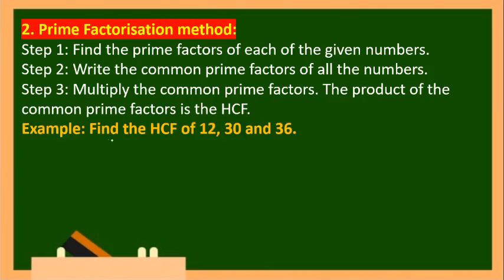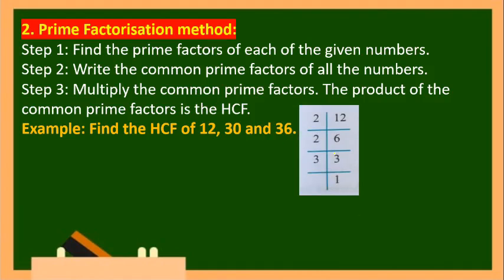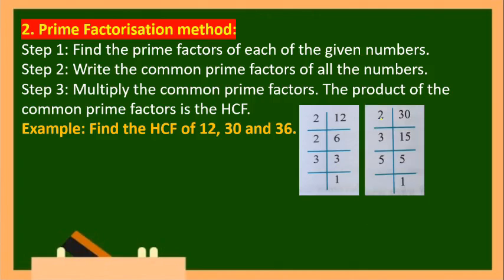Let's see an example. Find the HCF of 12, 30 and 36. Now, let's find prime factors first by the division method. 2 sixes are 12, 2 threes are 6, 3 ones are 3. So 12 can be written as 2 into 2 into 3. Same way, next one, 30. 2 fifteens are 30. 15 is divided by 3, the next prime number. 3 fives are 15, 5 ones are 5. So 30 can be written as 2 into 3 into 5.